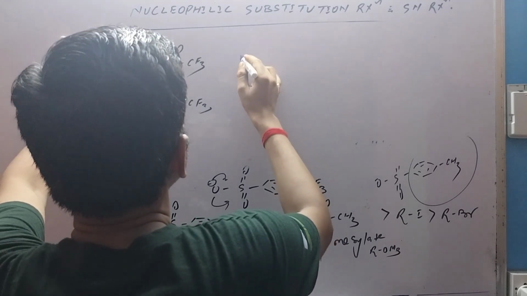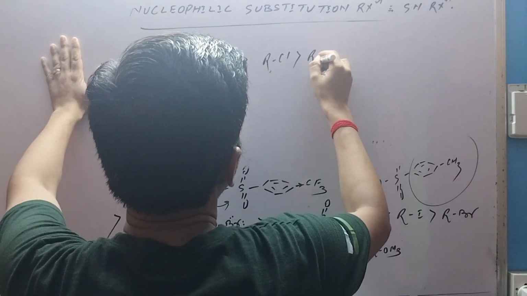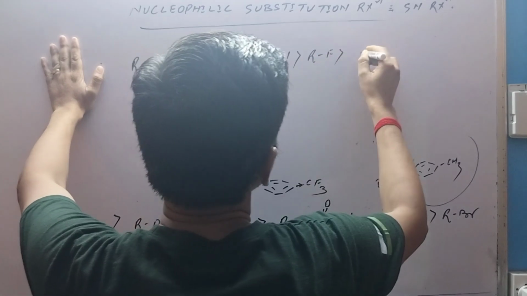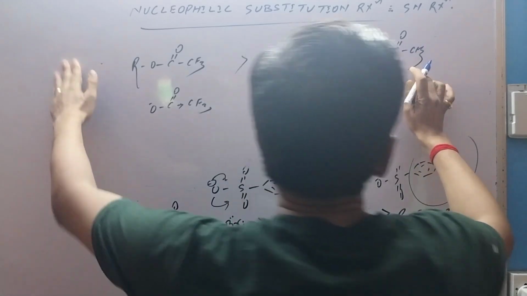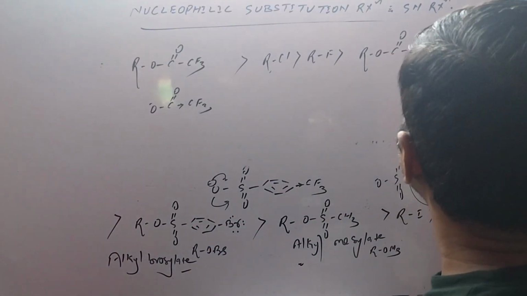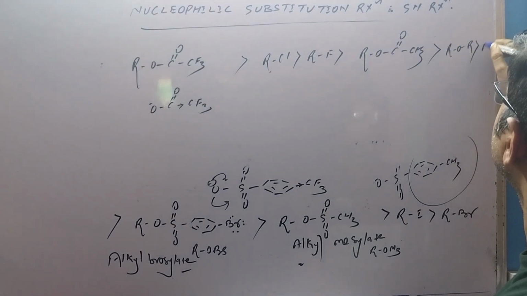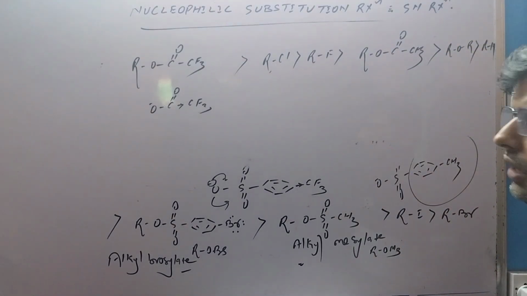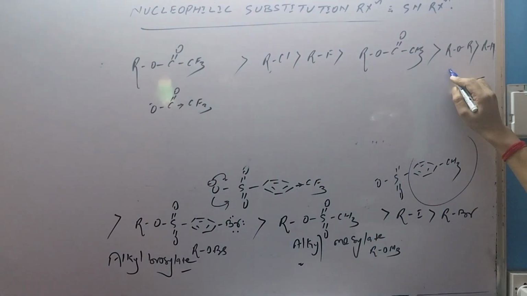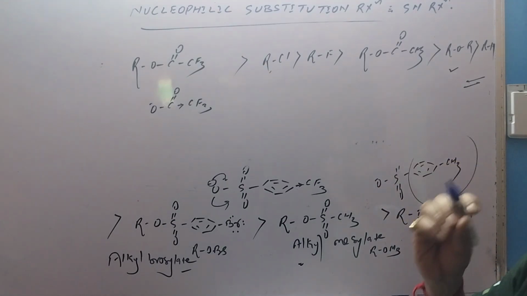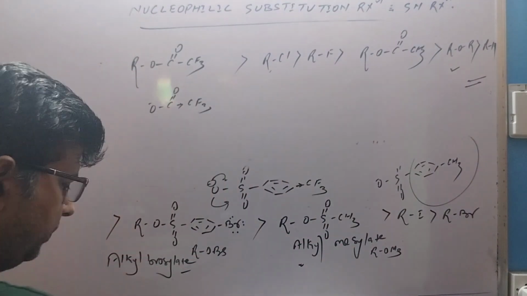And after that, RCl or RF, and then the acetate ester. Here the leaving group is acetate anion. After that ether, and after that alkane. See, in this order, RH is last. It means it does not act as a leaving group. The leaving ability of alkoxide is also much lesser. This is the overall order of leaving ability of leaving groups.